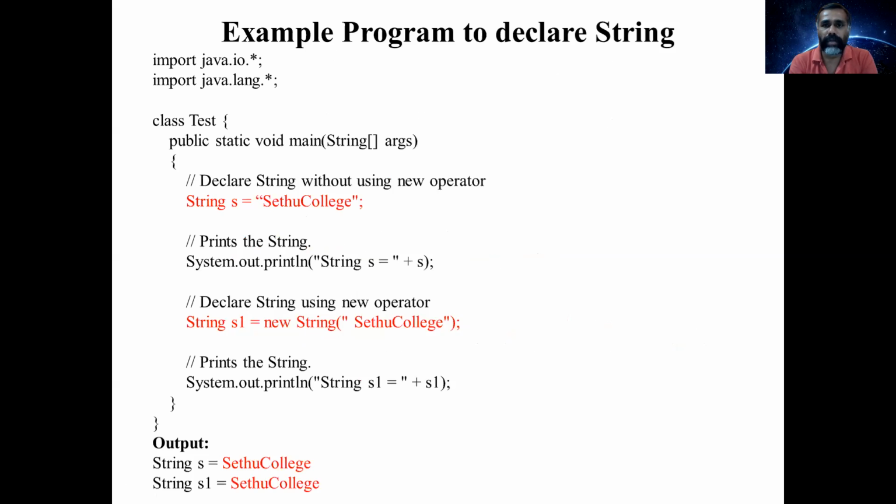This is an example program showing how to declare a string using the two methods. In the main method of this class, I have declared a string s with the value "Sethu college". This is using the first method, string literal, and I am printing the value. Second, I am declaring s1 as a string with the new keyword, and the value is "Sethu college", and I am printing the string in the output. So it prints Sethu college in the output. So this is a simple method of creating or declaring a string.